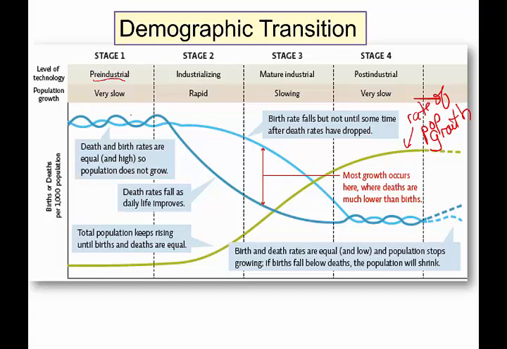And birth and death rates are both pretty high, right? They're high up on the curve here. So the population really doesn't grow that much. And if it does grow, the growth is very slow. So you can see the green line here is growth.